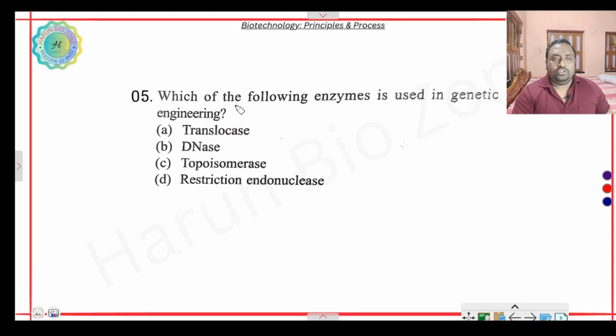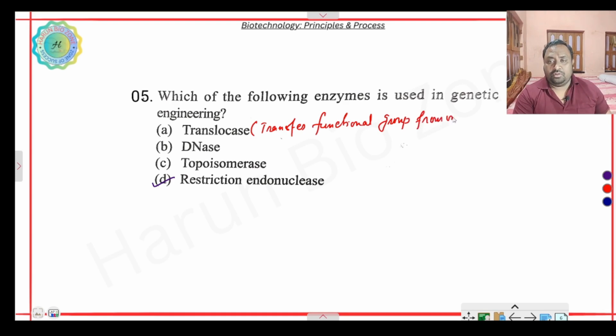Next question. Which of the following enzymes is used in genetic engineering? Here: translocase, DNase, topoisomerase, restriction endonuclease. The first enzyme, the pioneer enzyme of genetic engineering, is restriction endonuclease. So what is the function of the other enzymes? Translocase transfers functional groups from one molecule to another.